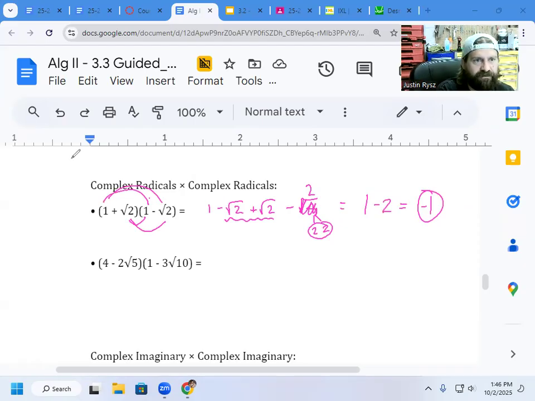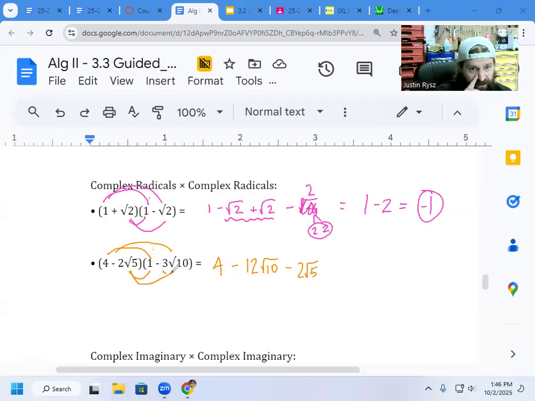Now that doesn't happen all the time, but what we can see here on the next one, we're going to FOIL here. 4 times 1 is 4, minus 4 times 3 radical 10. We're only going to do the 4 times the 3, and get 12 radical 10. Now on the bottom here, we're going to distribute the -2 radical 5. -2 radical 5 times 1 is -2 radical 5. And then lastly here, we get -2 radical 5 times -3 radical 10. So the -2 times the -3 is a +6. And then the radical 10 times the radical 5 is a radical 50.